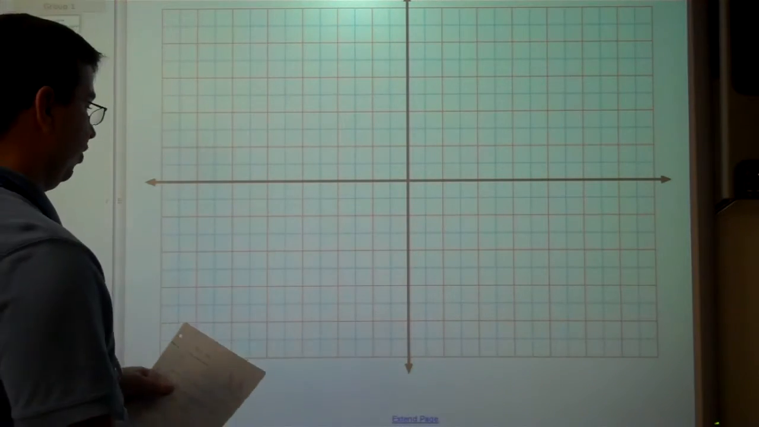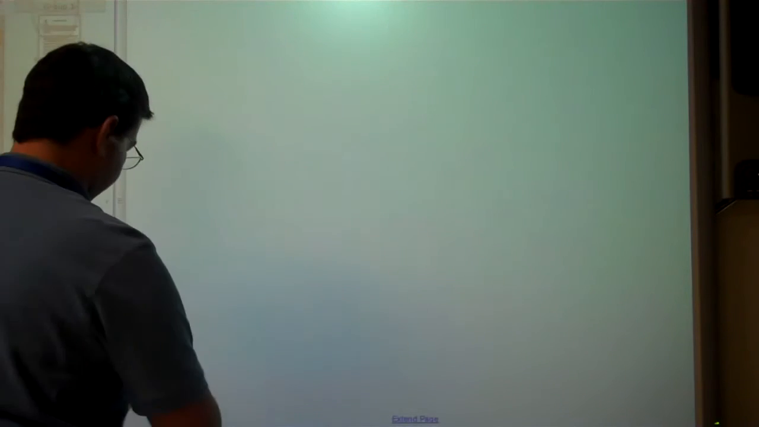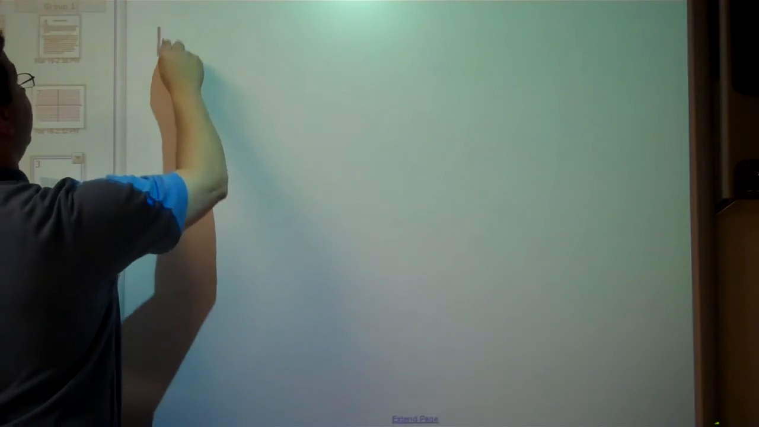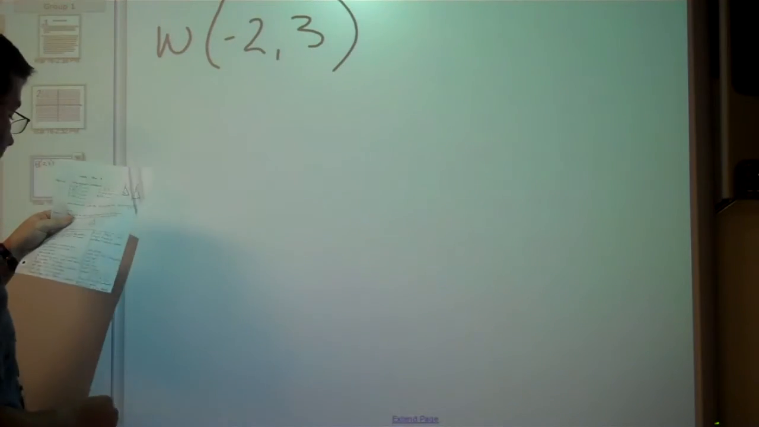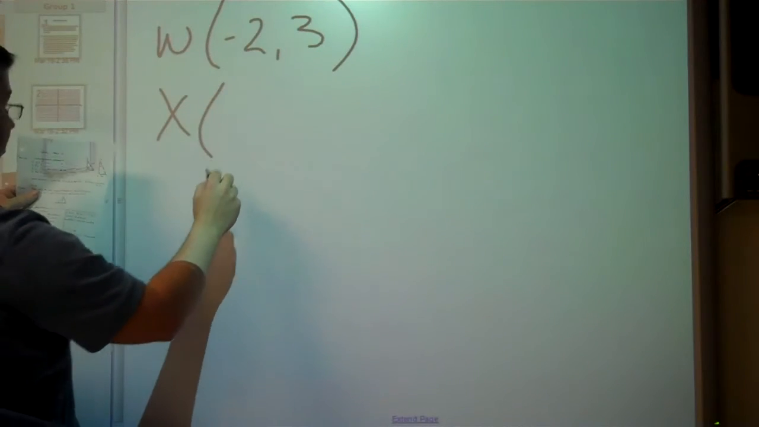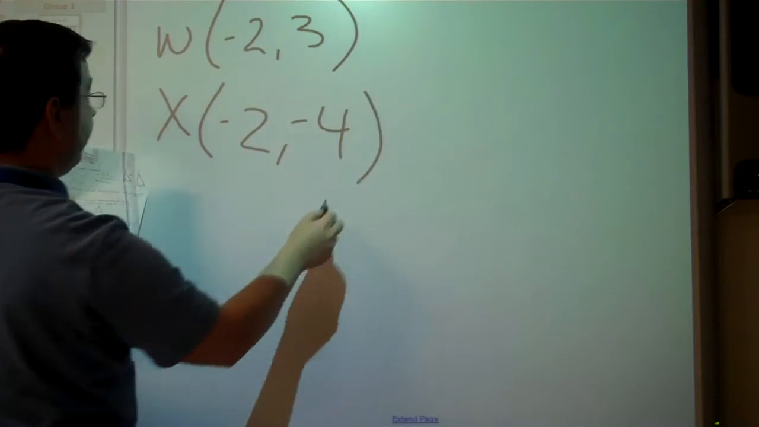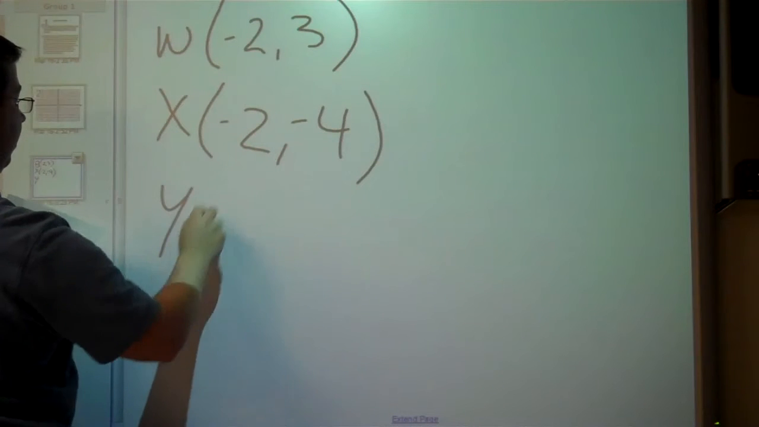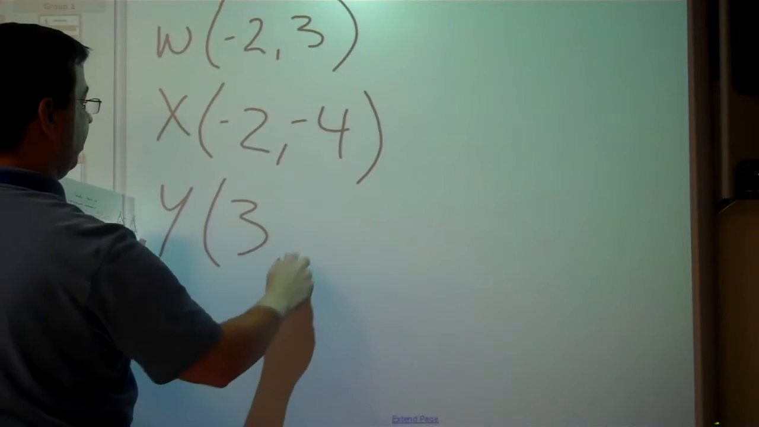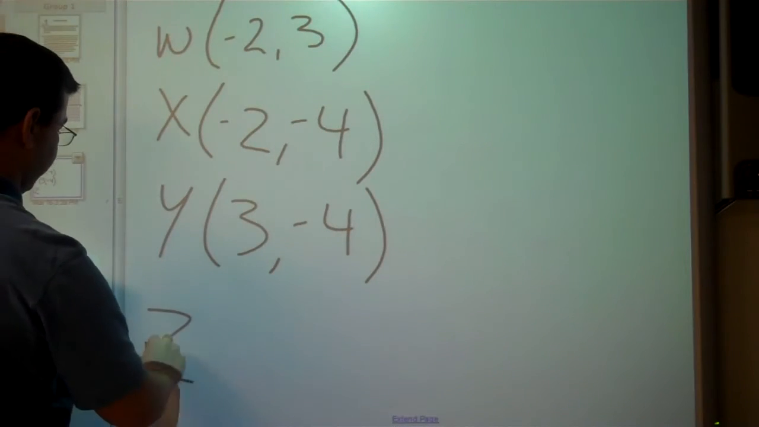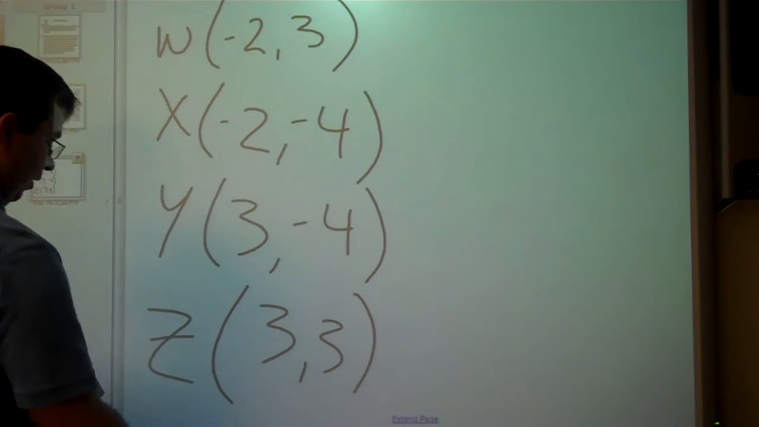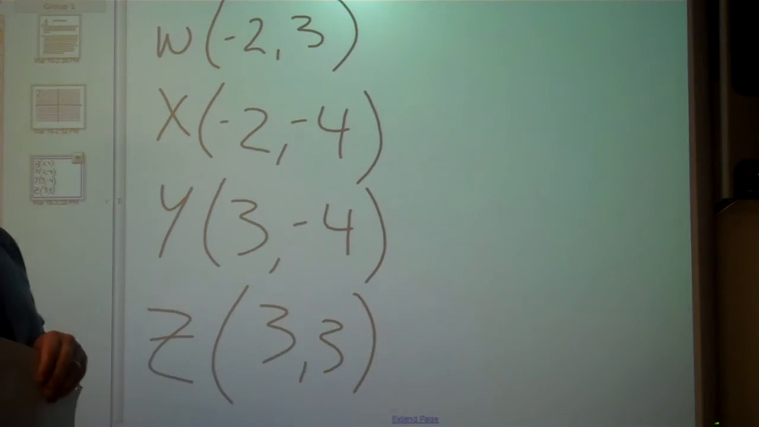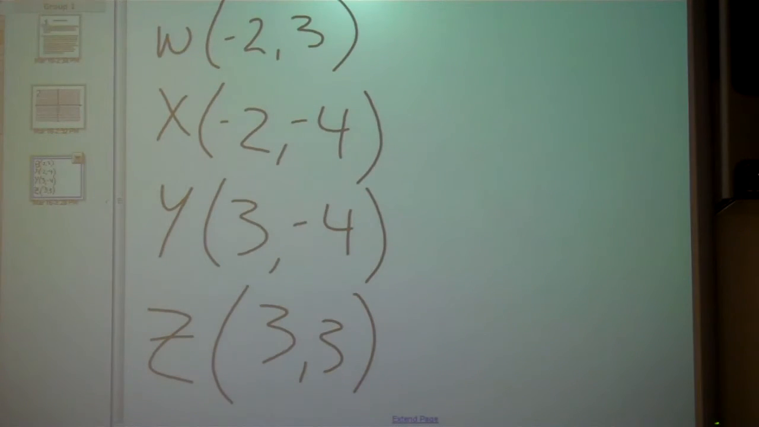Here's another one we need to graph. If you're given the coordinates, let's see, we have W is -2, 3. X is going to be -2, -4. Y is going to be 3, -4. And our Z is going to be 3, 3. Those are the points I'd like for you to graph. Now obviously this shape is not going to be a triangle. It is going to be something else.